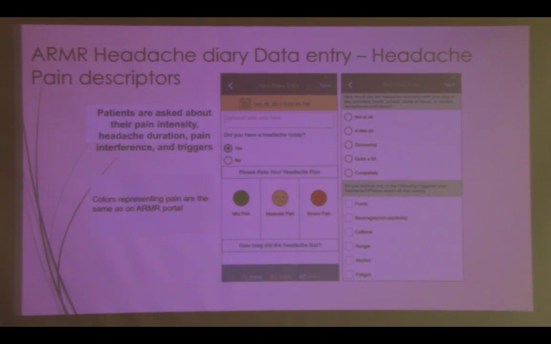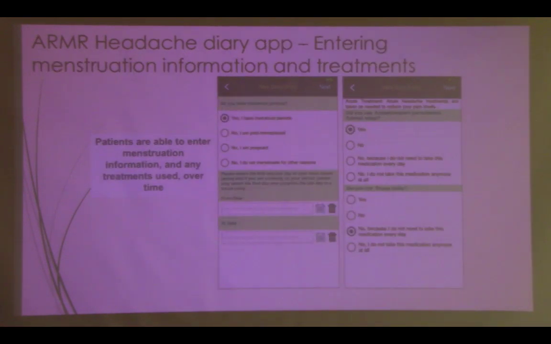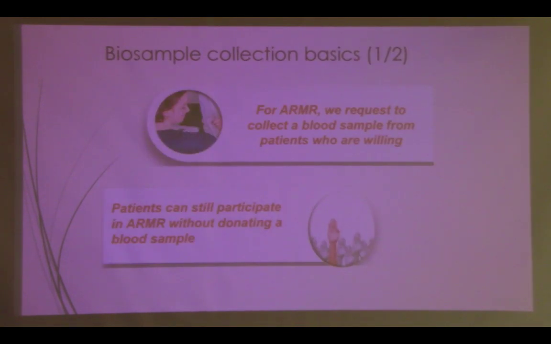And here is the second page of the diary entries. It'll ask you things like your pain levels, and also your overall functionality, and then any triggers that you thought might have contributed to your migraines. And also for our female patients, they will be able to enter menstruation information, which is something we take into account in our analysis, as well as any treatments or medications taken to abort headaches.